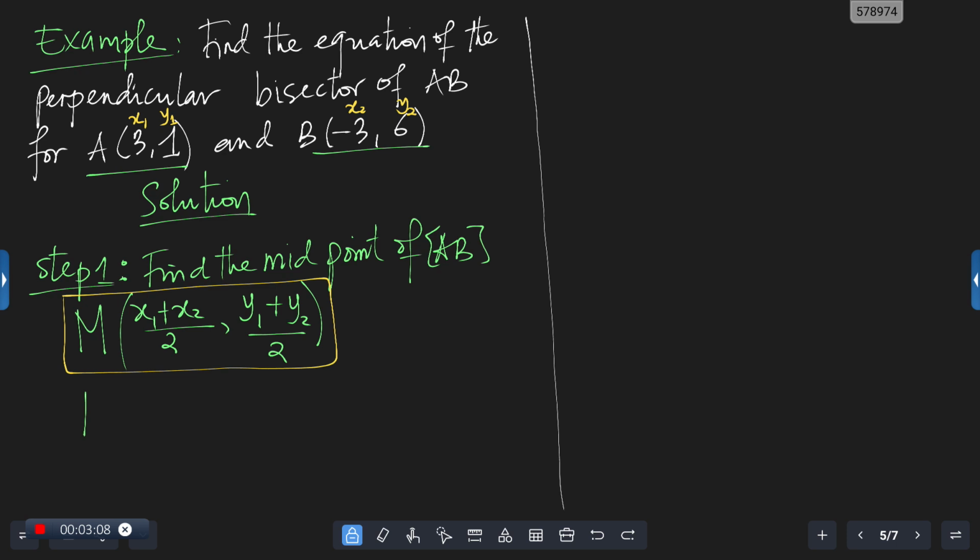So m would be x1, which is 3, plus x2, which is -3, over 2, comma, y1, which is 1, plus y2, which is 6, over 2. So m would be 3 plus -3 is 0, 0 divided by 2 is 0, and then we have 7 over 2. So now we have the midpoint. We go to step 2.